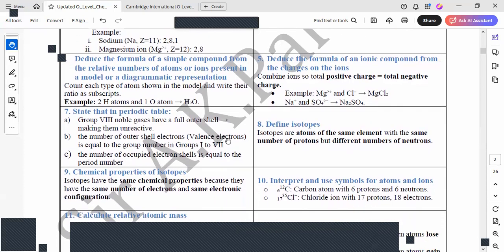Now, this is really important in order to deduce the molecular formula of any ionic compound. This part is really important, it is a key point. You need to understand this, otherwise you will not be able to deduce the formula of any unseen chemical compound.